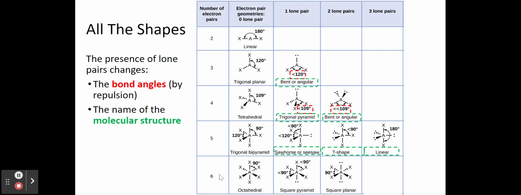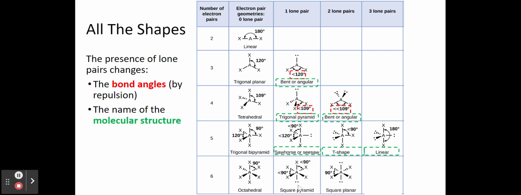Last, we have a possibility of 6 electron domains. If all of those are bonding pairs of electrons, our electron geometry would be octahedral, and our molecular geometry would also be octahedral. And again, remember that octa refers to the 8-sided figure, not the fact that we have 8 atoms around the central atom, because we only have 6.